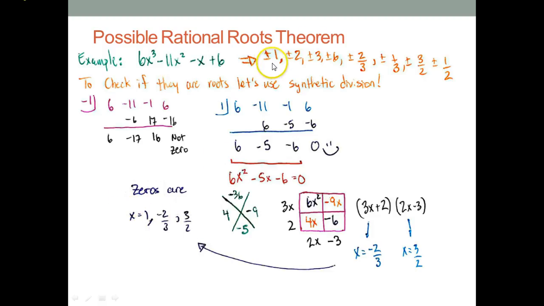And what do you know? 1, -2/3, and 3/2. They are in our list of possible rational roots. All of those are in our original list. So again, the possible rational roots theorem gives us a launching point when we have no idea how to factor something, to just dive in and start factoring and solving for the zeros of a polynomial function.